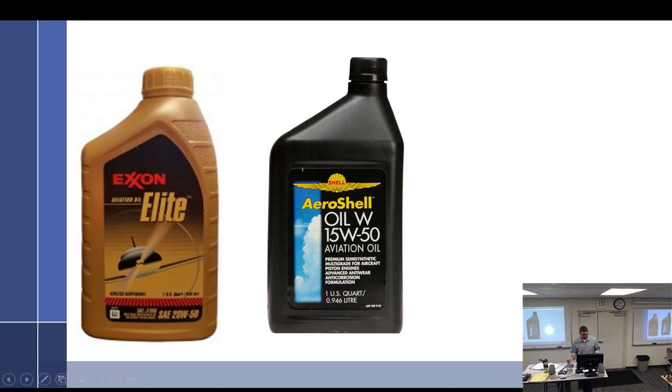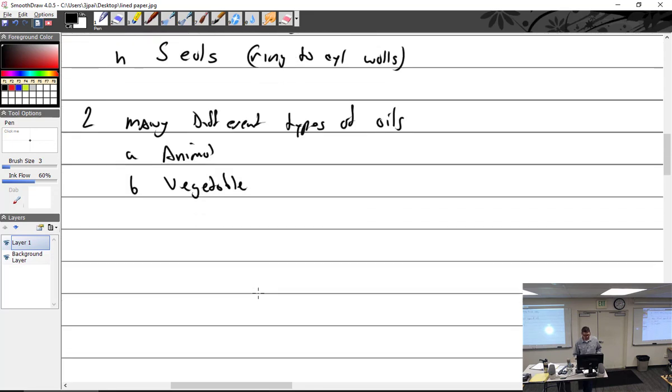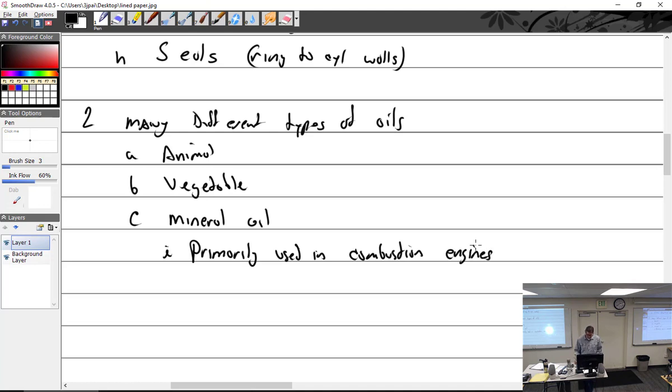All right, that brings us to mineral oil. So we have the animal oil, vegetable oil, and mineral oil. This is primarily used in combustion engines. It can be classified as a solid, semi-solid, and fluid. Obviously, the fluid's your regular oil. Solid would be mica, soapstone, and graphite. But those things don't dissipate heat real well.